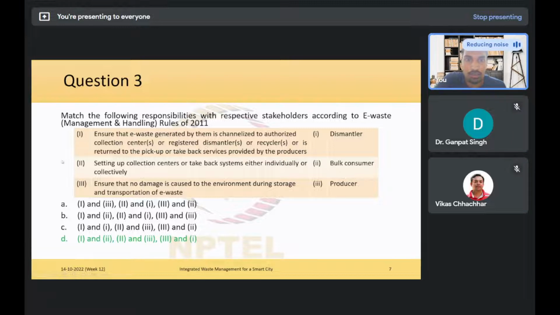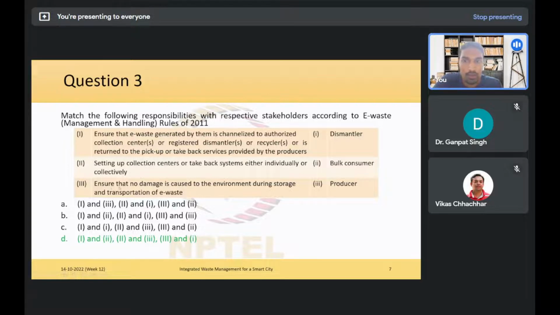So let's start with what we have already seen. Setting up collection centers or take back systems, either individually or collectively. We already saw this comes under the part of extended producer responsibility, right? So they have to set up collection centers so that all the e-waste generated throughout the life cycle of the product, there is a center that collects it, right? So that is the responsibility of the producer, right? So option 2 is matched with option 3, right?